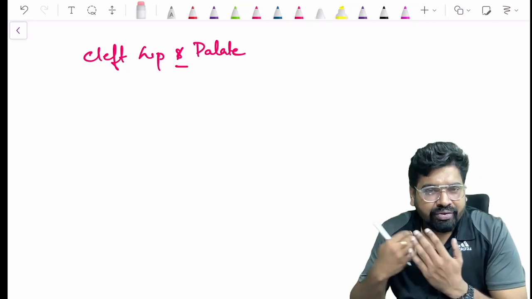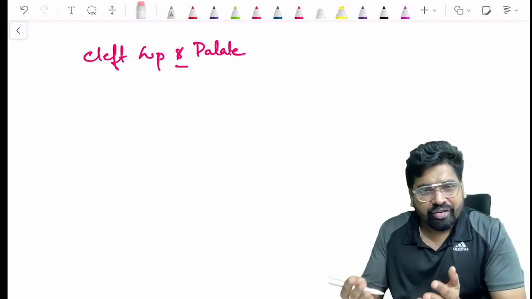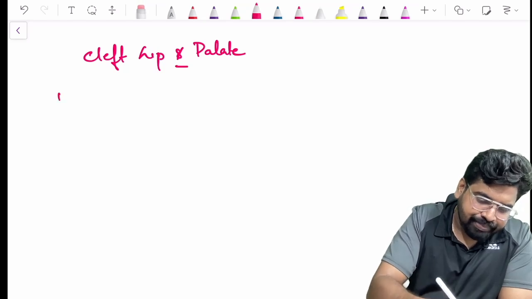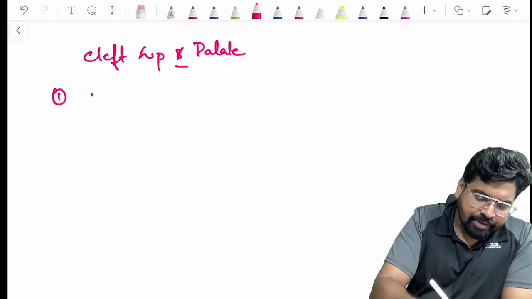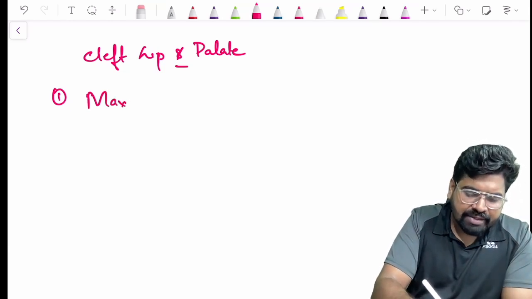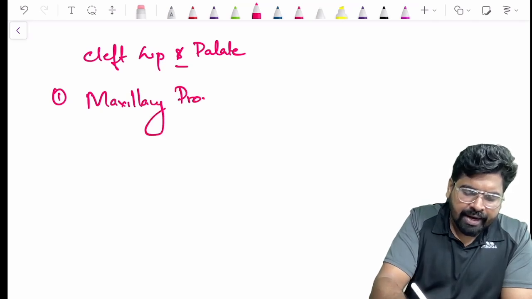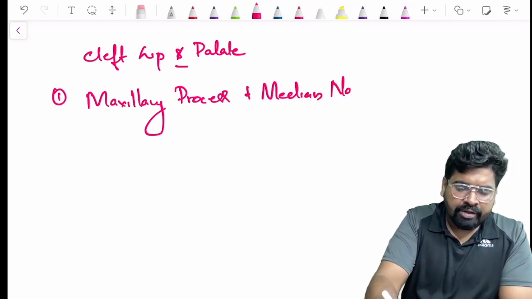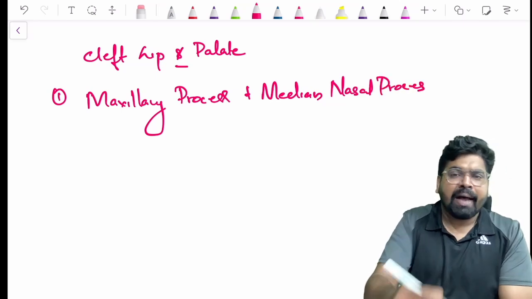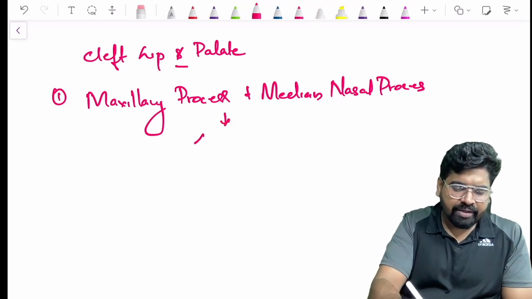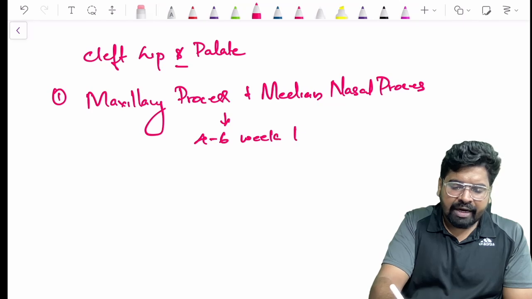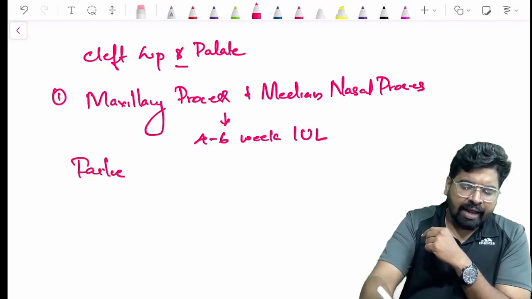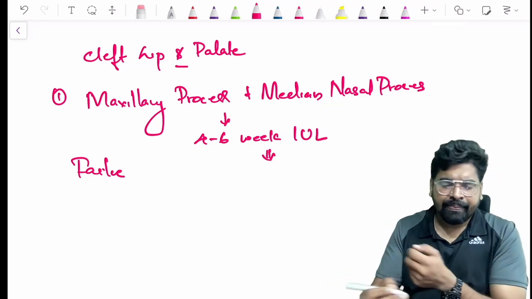Most of the fusion occurs after the fourth week of intrauterine life. The main thing you should remember is the maxillary process, which fuses with the median nasal process. This fusion between the maxillary process and the medial nasal process happens within the 4 to 6 weeks of intrauterine life, IUL, and when they fuse, they make your upper lip.